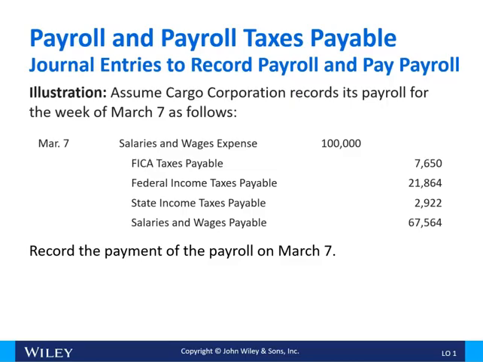And now we're going to record the payment of the payroll on March 7th. What we do there is debit salaries and wages payable, $67,564, and credit cash for that amount. So we're paying that to our employees. We will pay the other taxes payable at some time in the future to the appropriate government bodies.